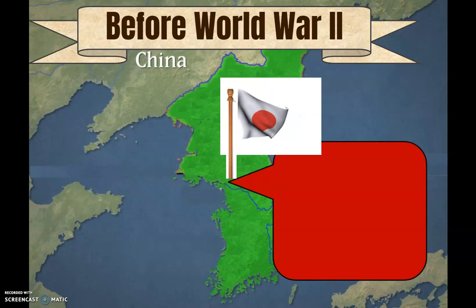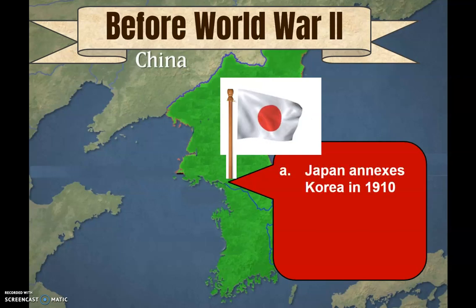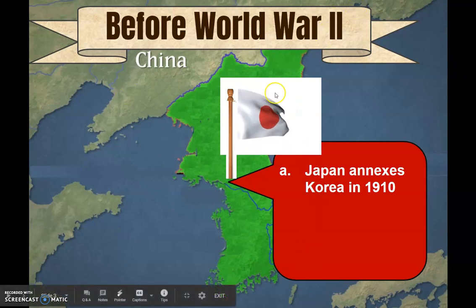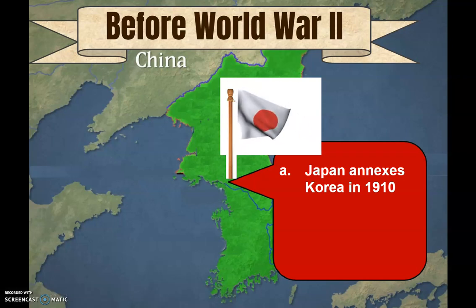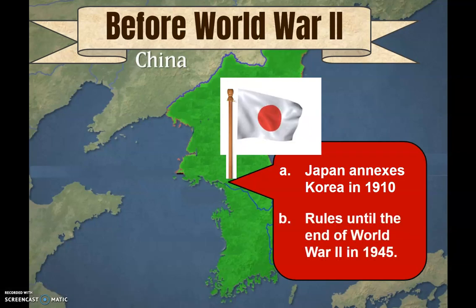Cool. So prior to World War II, Japan had been expanding its empire, taking over areas in the Pacific, and one of those areas was Korea. Korea is a little peninsula that sticks out off the coast of China, and Japan had annexed it and was controlling it leading up to World War II.